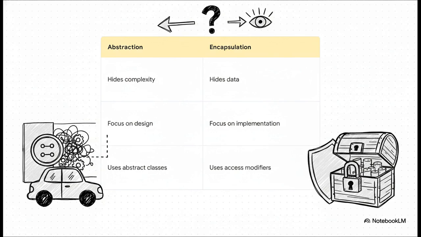Abstraction hides complexity to make something easier to use. It's all about the design. Encapsulation, on the other hand, hides data to protect it. That's all about the implementation. So a simple way to remember it: abstraction hides the messy how, while encapsulation hides the precious what.